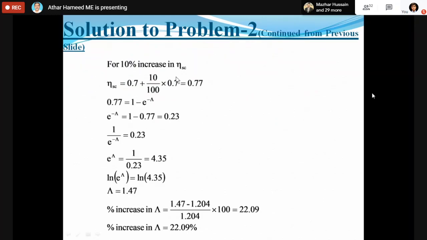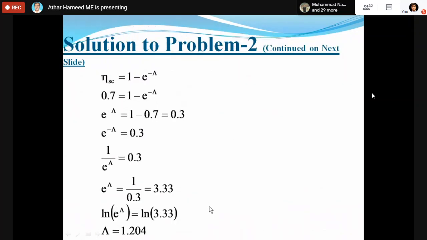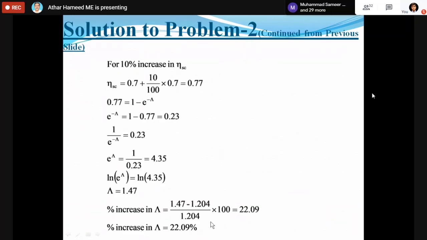For a 10% increase in scavenging efficiency, we have 0.7 plus 10 by 100 into 0.7, which is equal to 0.77. So 0.77 is equal to 1 minus e to the minus lambda. So e to the minus lambda is equal to 1 minus 0.77, which is 0.23, and 1 over e to the lambda is 0.23. Again, doing this, we get lambda as 1.47. So the percentage increase in lambda is equal to (1.47 minus 1.204, which was previously obtained) divided by 1.204, which is equal to 22.09%. So the percentage increase in lambda is 22.09%. Is it easy?